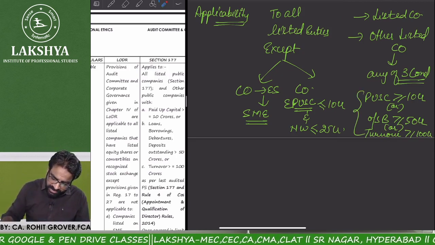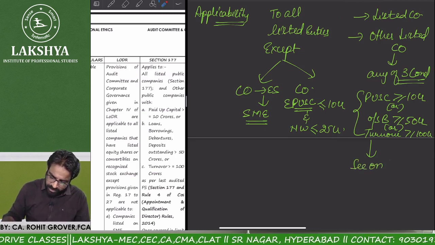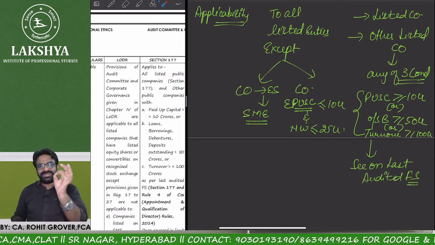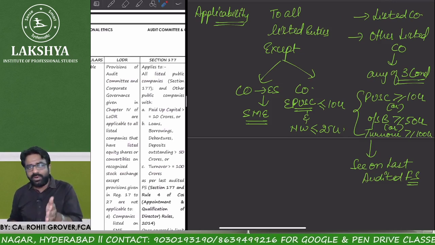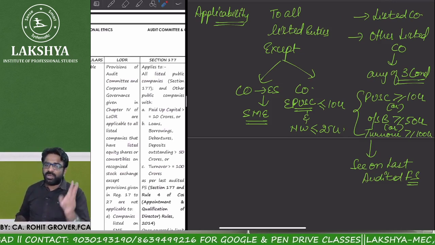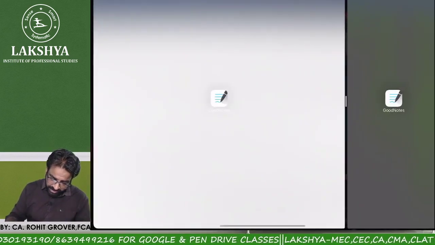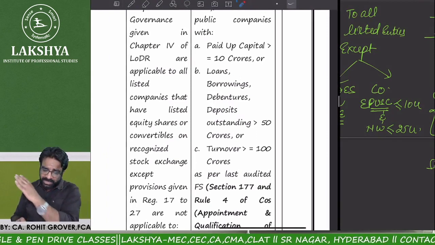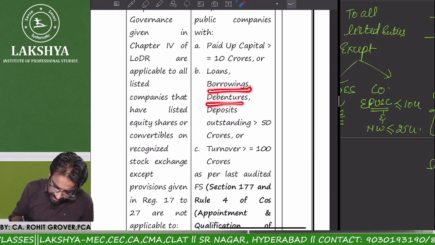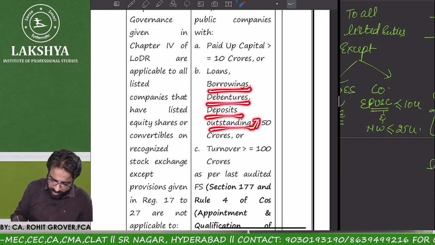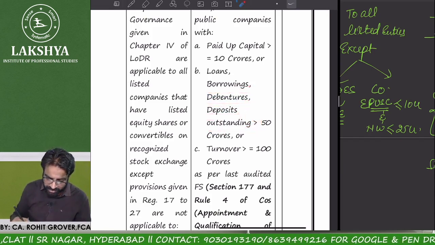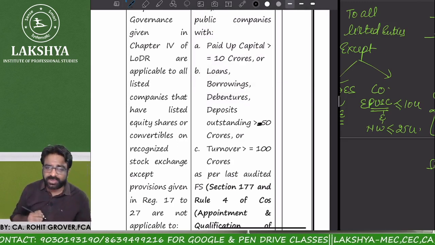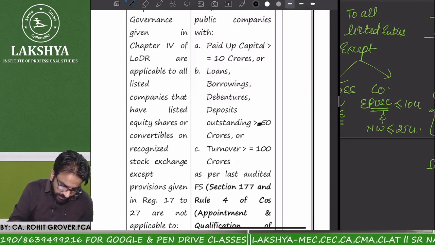And where we have to see all these three figures, we have to see it on the last audited financial statement. And you already know that once it is covered, you are covered for the 3 consecutive years. So let us see whether we have done it correctly or not. So this is the LODR. And let me tell you one thing, when I'm talking about companies other than listed companies, outstanding borrowings means it includes borrowings, debentures, deposits, outstanding. So you have to put greater than or equal to here. It is not only greater than, it is greater than or equal to here. So greater than or equal to 50. Clear, everyone? Yes, sir. We are clear, right?